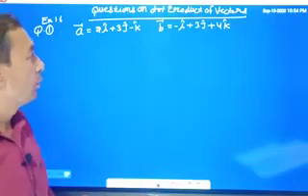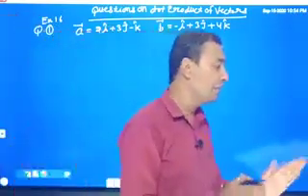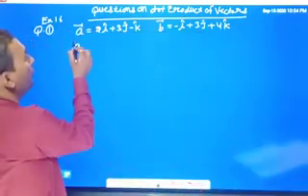The first numerical problem: a vector and b vector are given. We have to find the magnitude of a and the magnitude of b. How do we find the magnitude?